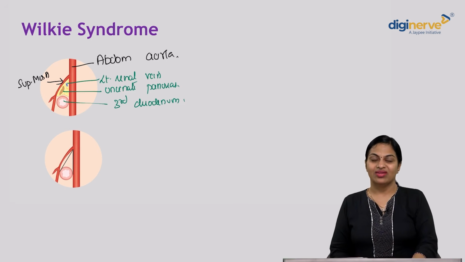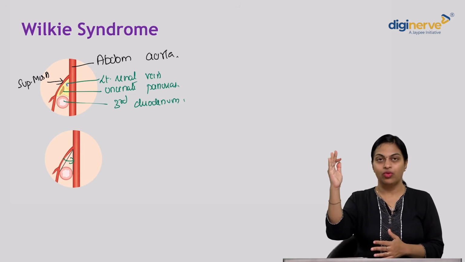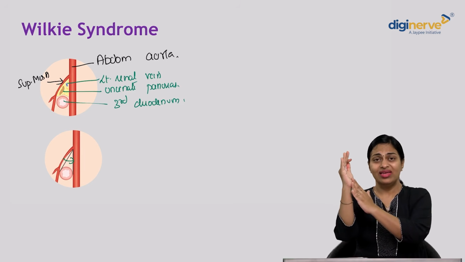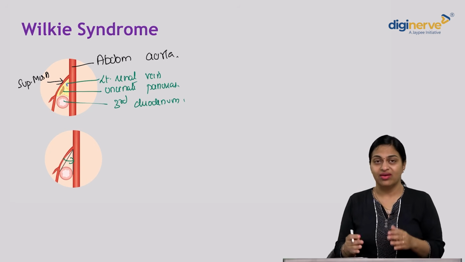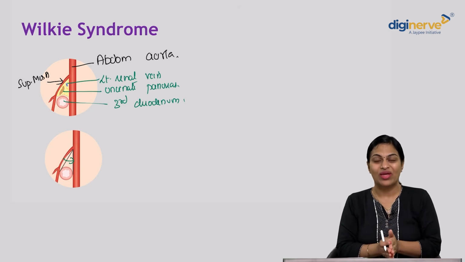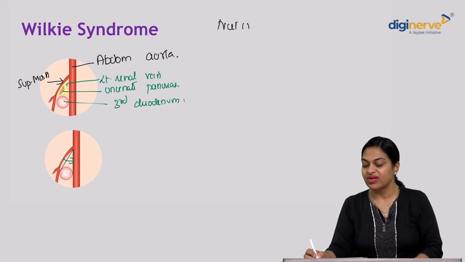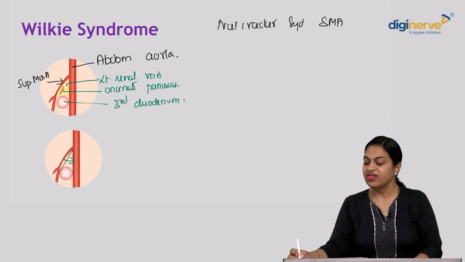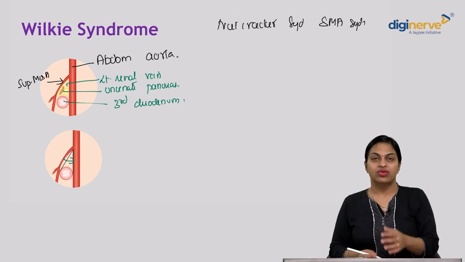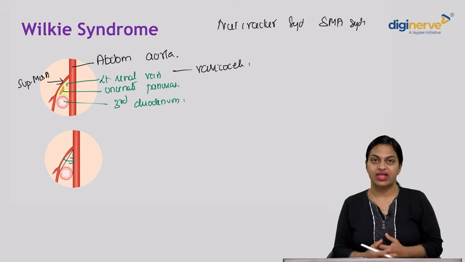Now, the problem is that when the angle between the abdominal aorta and the origin of the superior mesenteric artery is reduced, then the structures that lie between the two can get crushed. Hence, it is called the nutcracker syndrome. It is also called the superior mesenteric artery syndrome. That will lead to varicocele on the left side.